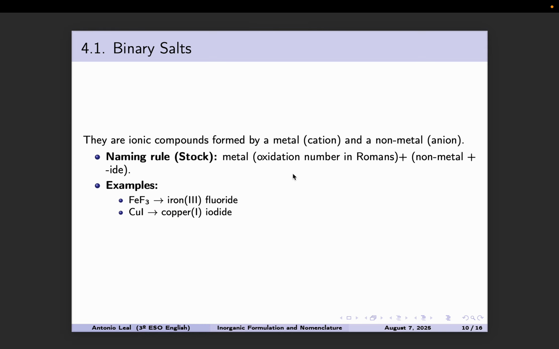Other binary compounds are binary salts. These come from a metal, the cation, and a non-metal, the anion, and the naming rule uses the Stock way to name it. So the metal, the oxidation number in Romans, plus the non-metal, plus the suffix "ide". For example, iron 3 fluoride for this formula, or copper 1 iodide for this other formula.